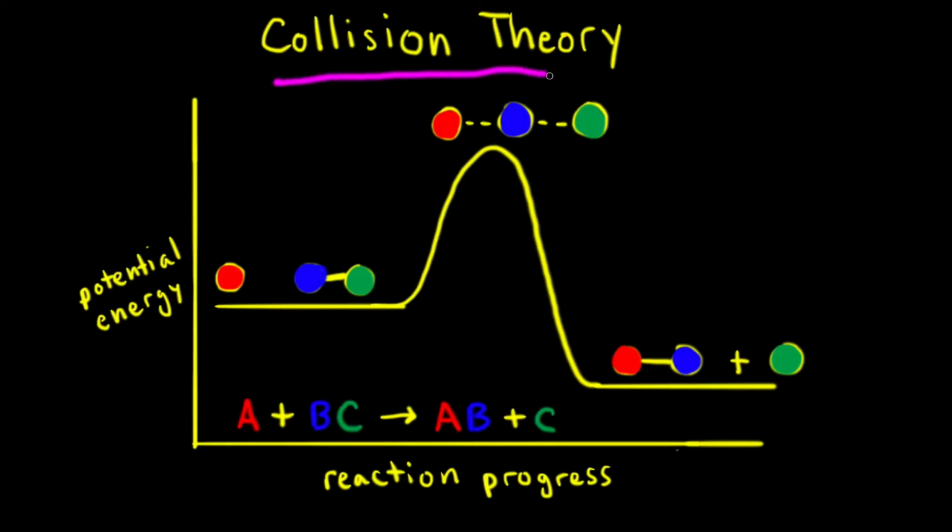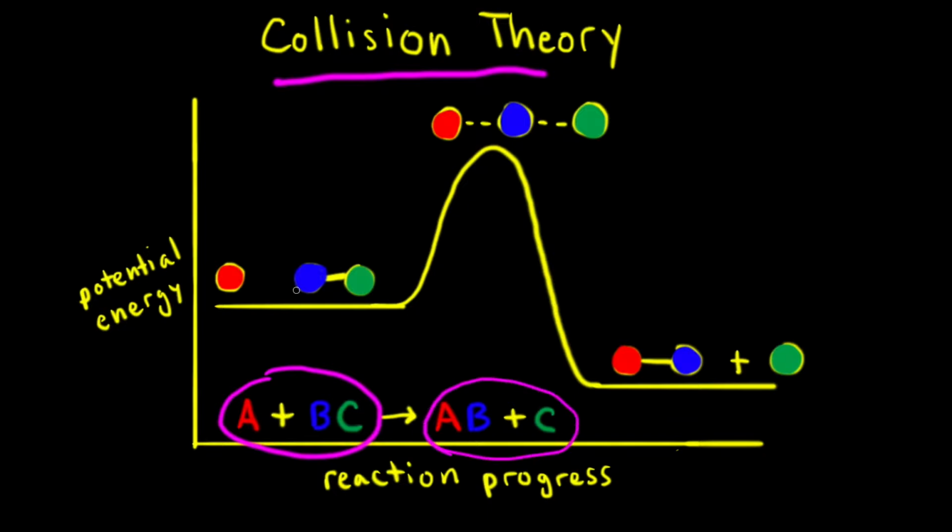Collision theory can be related to Maxwell-Boltzmann distributions. First we'll start with collision theory. Collision theory says that particles must collide in the proper orientation and with enough kinetic energy to overcome the activation energy barrier. So let's look at the reaction where A reacts with BC to form AB plus C.